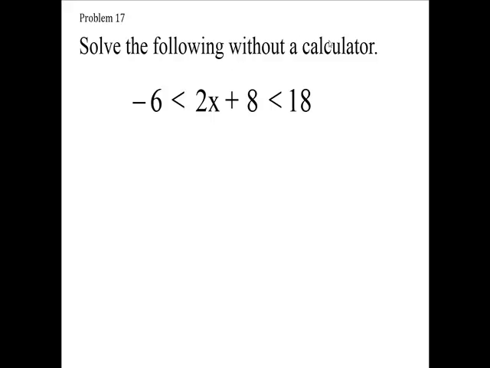Solve the following without a calculator. So we want to solve this for x. Now this is an inequality because it has less than signs instead of equals. Okay? And it's really two inequalities.